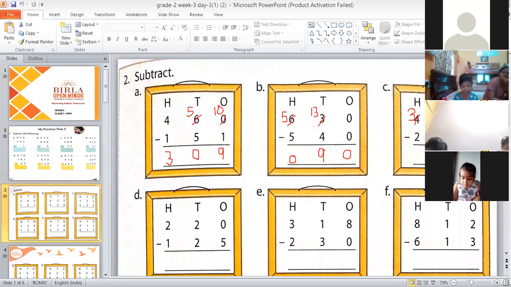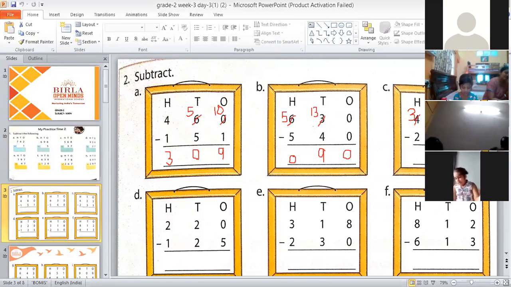Start counting after 3 and count till 12. 12 minus 3, how much? Start counting after 3. After 3. 4, 5, 6, 7, 8, 9, 10, 11, 12. How many fingers? 8, ma'am.